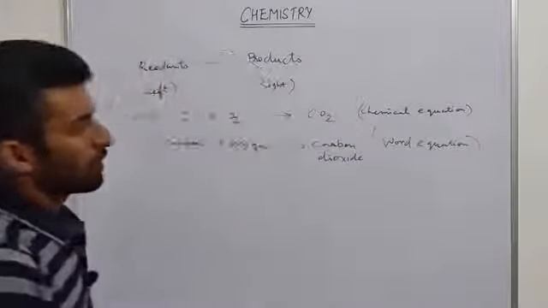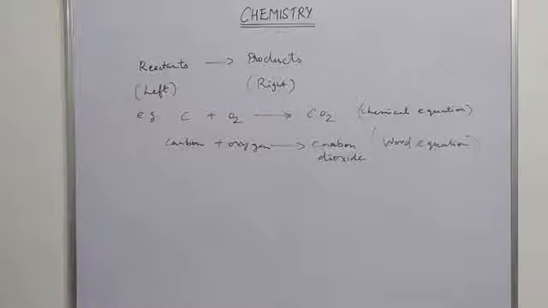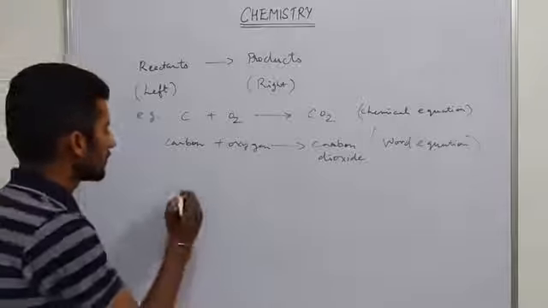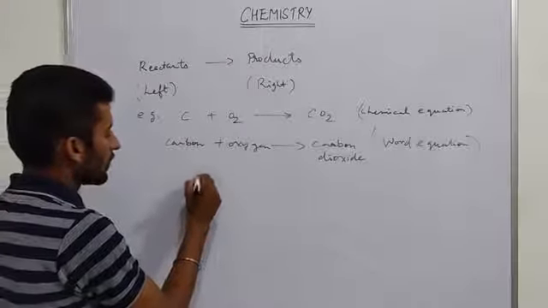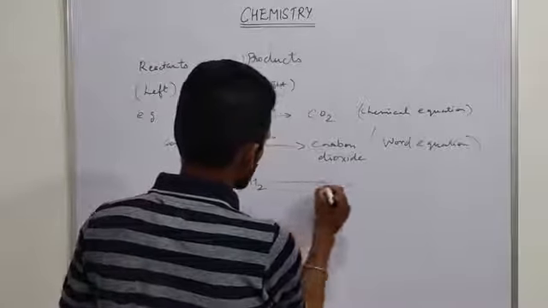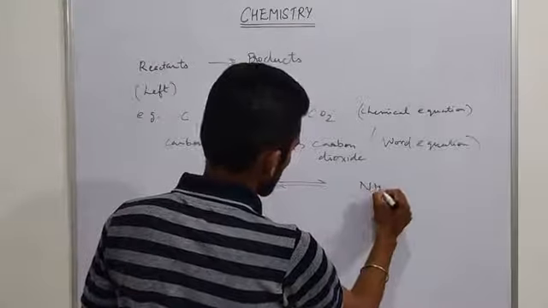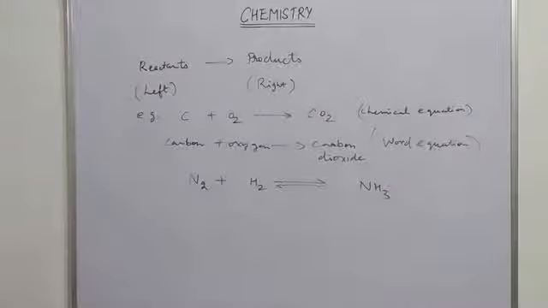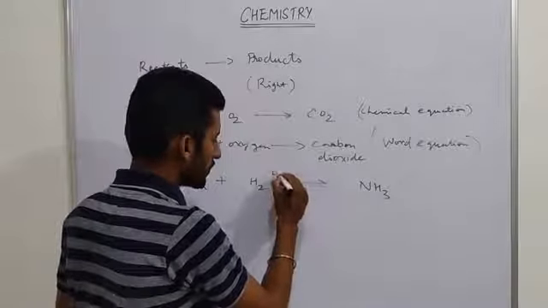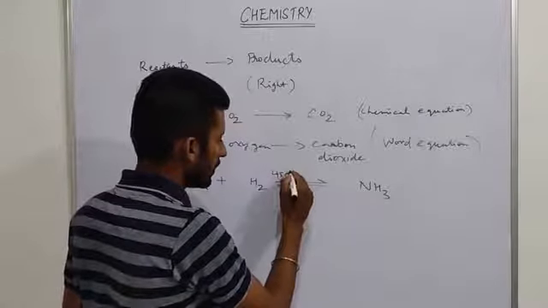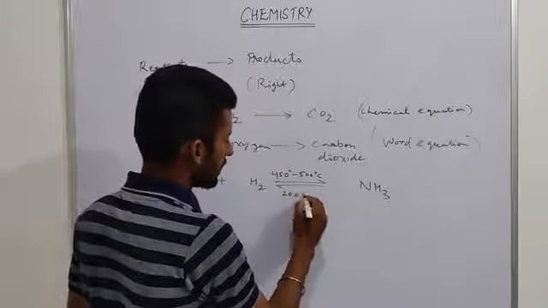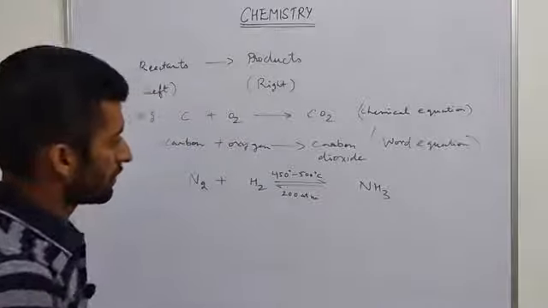Okay. Now many equations occur in suitable conditions, like when nitrogen combines with hydrogen, there is formation of ammonia, NH3. Ammonia has the formula NH3. Now this combination only takes place at a suitable temperature, that is around 450 to 500 degrees Celsius, and pressure is maintained at 200 atmosphere.